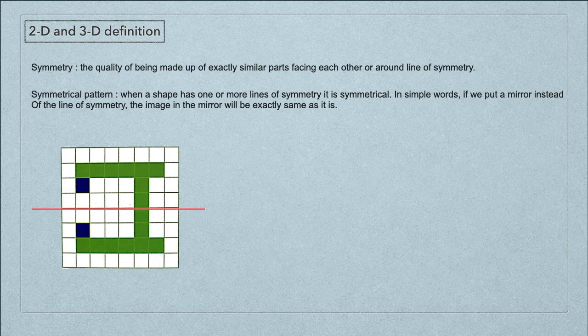Absolutely yes, because the upper section of the shape is exactly identical to the lower part. It means if we put a mirror on the line of symmetry, the image which is reflected is going to be exactly the same as it is in front of the mirror. So we could say that our shape is symmetrical with this line of symmetry.